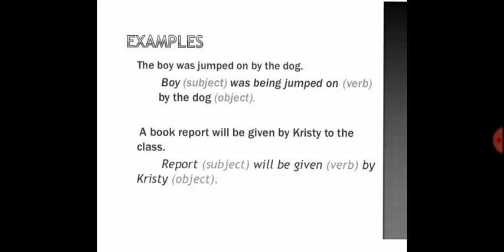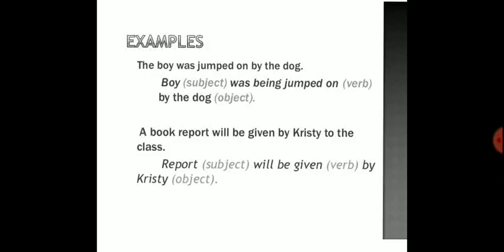See, here some examples are given. The boy was jumped on by the dog. Boy is the subject, was being jumped on is the verb, by the dog is the object. Now see, in order to change passive voice to active voice, you need to recognize what the subject of the sentence is, and then rewrite the sentence so the subject is performing the action.